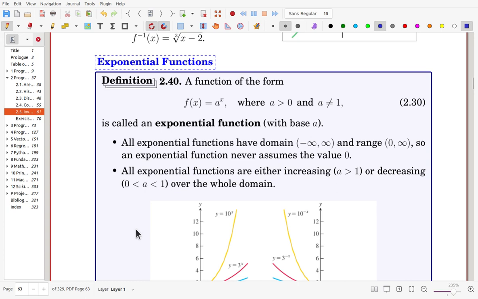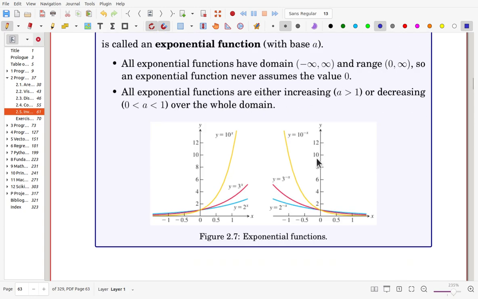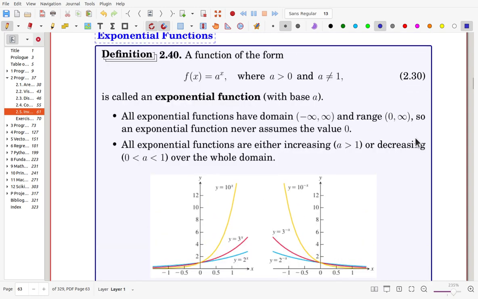Now we'll consider exponential functions. Exponential functions are in this form: f(x) = a to the x. a must be positive and not 1, because once a is 1, it's too trivial. Such a function is called an exponential function with base a. Exponential functions have domain from minus infinity to infinity, so they are defined on the whole real line. The range is positive, from 0 to infinity.